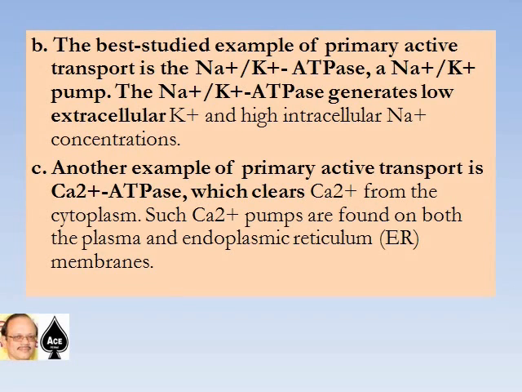The best studied example of primary active transport is the sodium-potassium ATPase, or sodium-potassium pump. The sodium-potassium ATPase generates low intracellular sodium and high intracellular potassium concentration. Another example of primary active transport is calcium ATPase, which clears calcium from the cytoplasm. Such calcium pumps are found on both plasma membrane and endoplasmic reticulum membrane. The short form ER stands for endoplasmic reticulum.